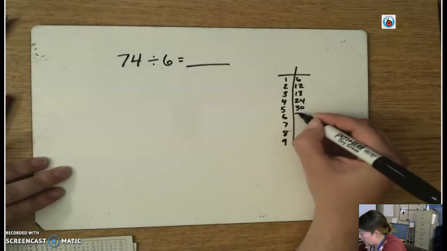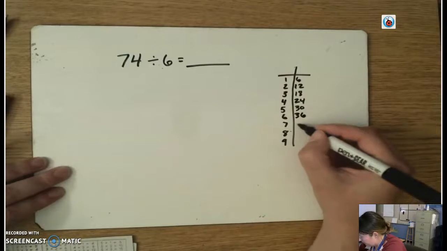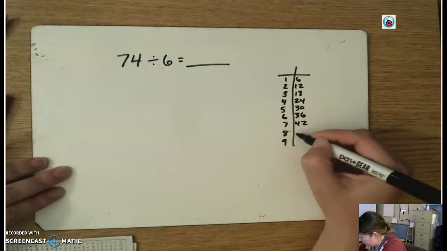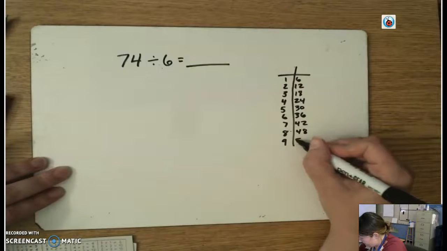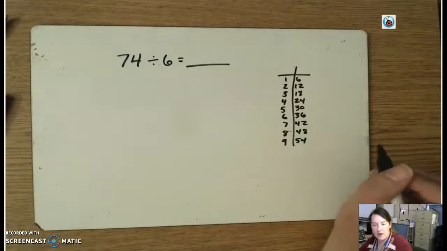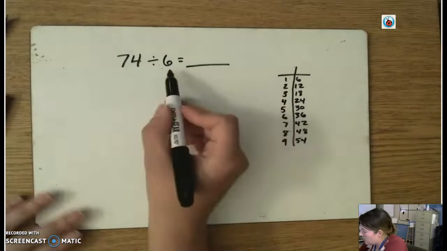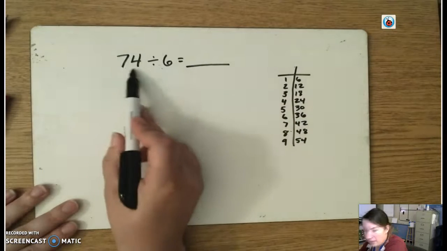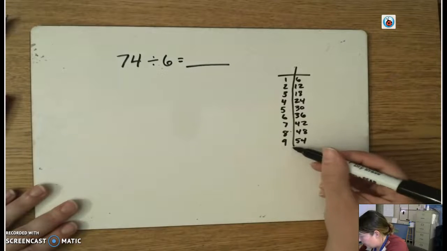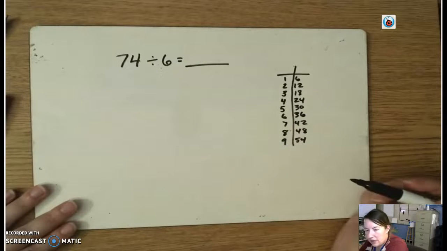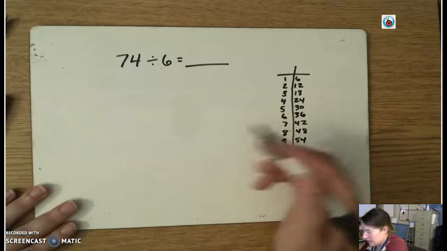Right, 30, 36, 42, 48, 54. That's as far as we need to go. So if I know I'm making groups of 6, again, my multiplication chart doesn't go all the way to 74. I could keep going and going and going to figure it out, but I can do an easier strategy.